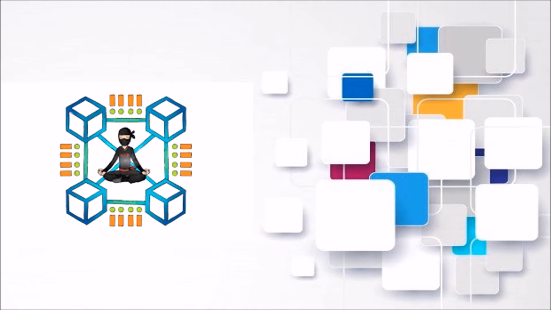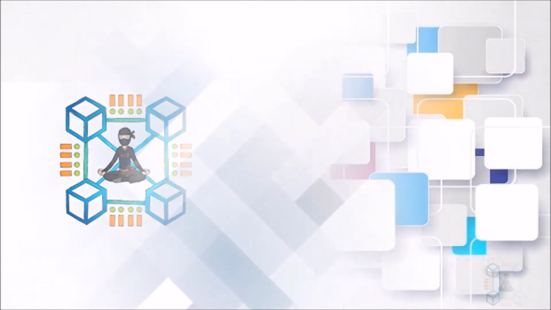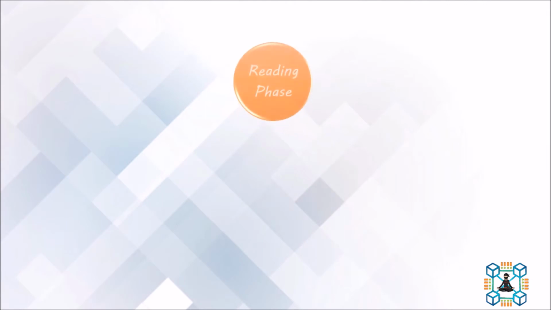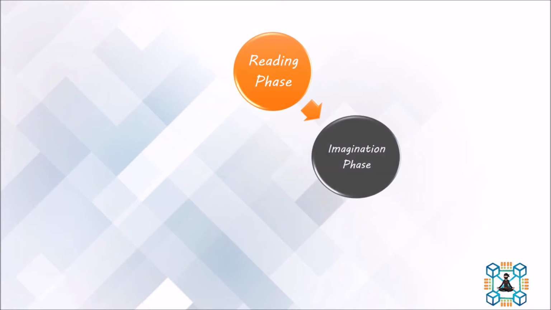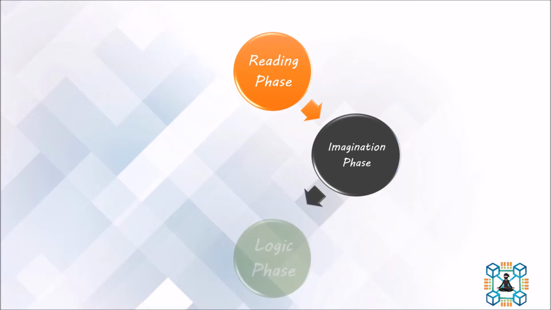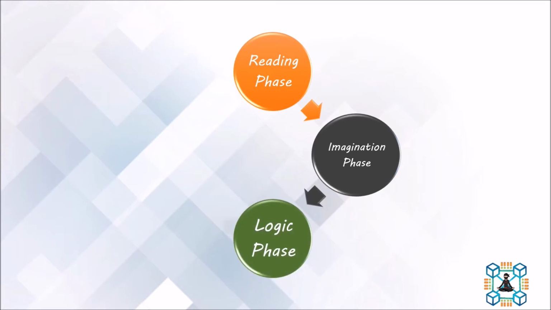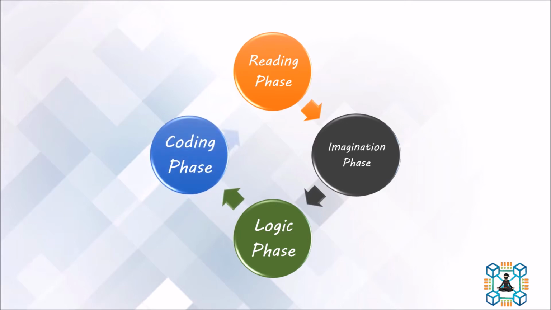So let's begin. As soon as you have a problem statement in front of you, you're going to read it. Read it thoroughly so that you don't miss out any elements to be part of your imagination. So now that you have imagined a scenario, you will be able to build a logic that should hold good for every scenario. Once you have logic with you in your mind, it's time to implement it.